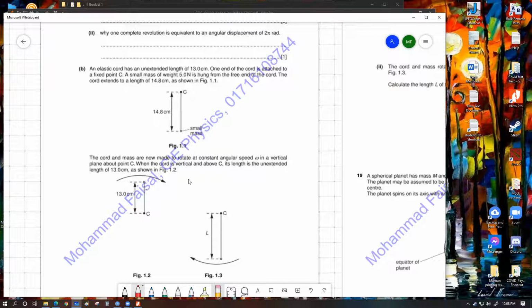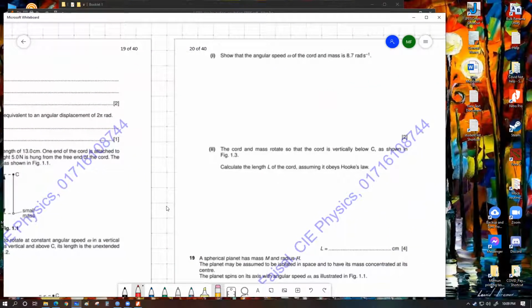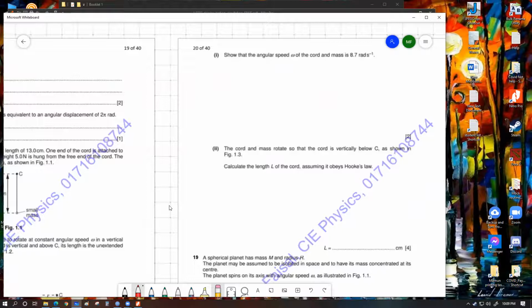However, whenever this will go down, this will be definitely longer, so that is mentioned as L. L নিয়ে আমরা পরে ম্যাথ করব, but exactly at this position, the only vertically downward force that this mass is experiencing is its own weight, and that weight is going to provide the centripetal force required for this exact position. This is the important bit. The question goes further, so that the angular speed omega of the cord and the mass is 8.7 radians per second. This is pretty simple.